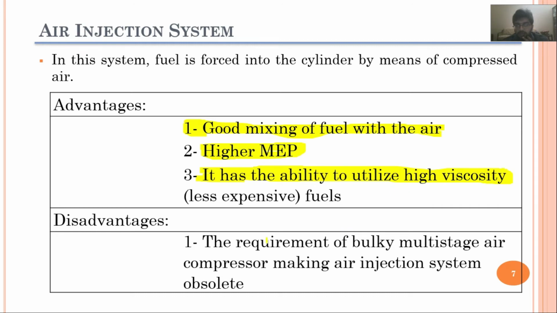But there are some disadvantages of the system as well, and the most important disadvantage of using these air injection systems is that they require bulky multi-stage compressors. These bulky multi-stage compressors will increase the size of your IC engine. Therefore, these injection systems are almost obsolete now.